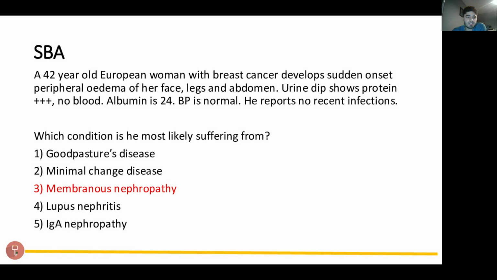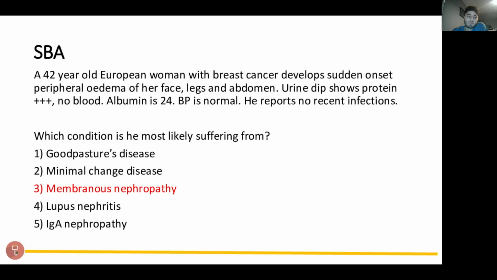So this is a patient who is a 42-year-old European woman with cancer. Generally in an SBA, any information you're given is relevant. They've developed sudden onset peripheral edema of her face, legs, and abdomen. So generalized edema. Noticeably, it's not gravity dependent. So with things like heart failure, it starts in the legs and works upwards. Here it's her face as well and abdomen. So it's less likely to be something like heart failure. Lots of protein in the urine. Albumin is low. You've hit your triad of nephrotic syndrome, haven't we?